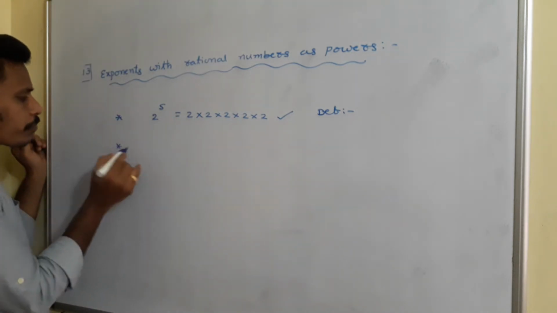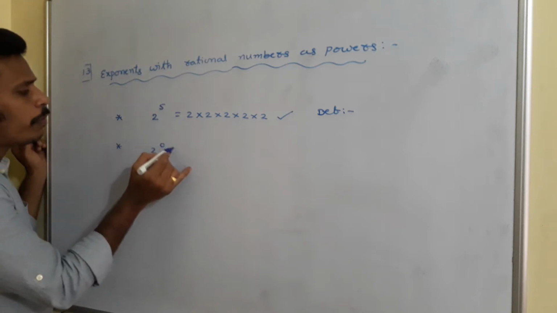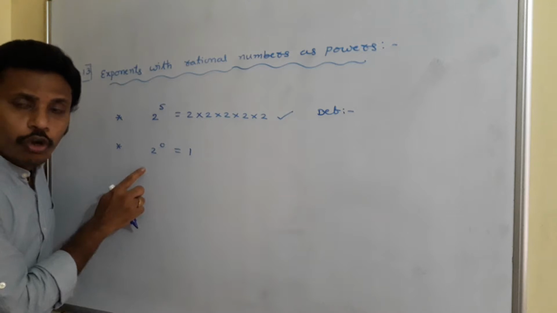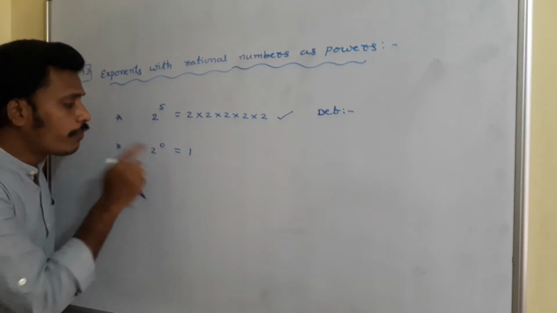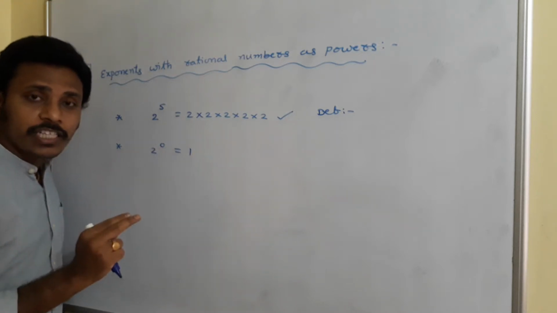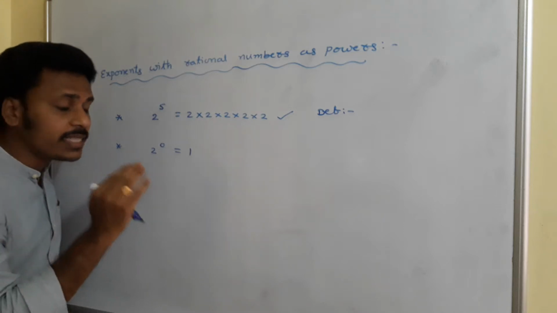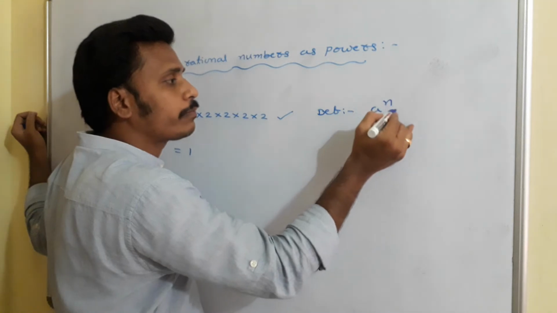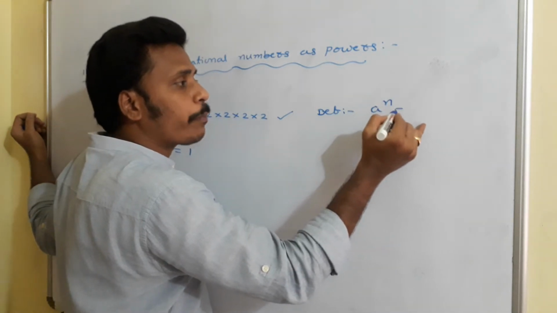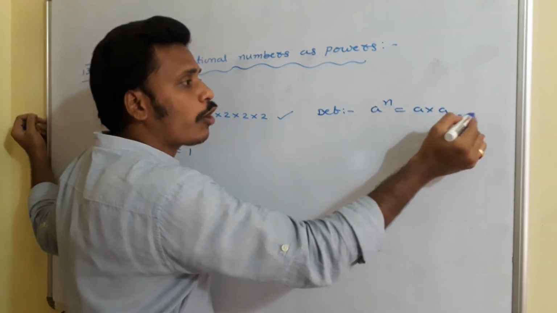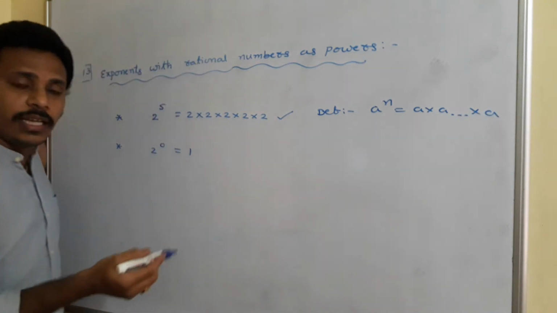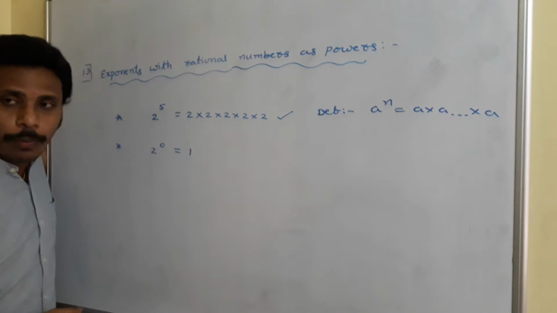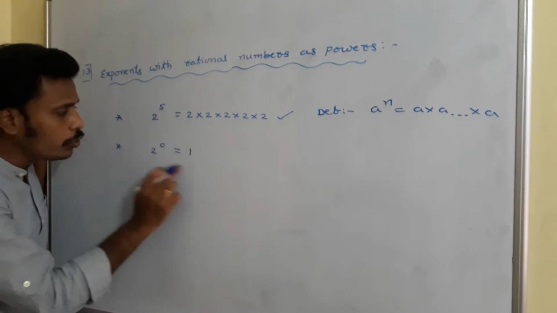After that, as we mentioned, 2 power 0 is 1. As I said, 2 power 0 means multiplication of 2 for 0 times. Multiplication of 2 for 0 times is meaningless as per the definition of a power n, but we will accept it just to obey the multiplication properties in exponents, and we use it as a notation.